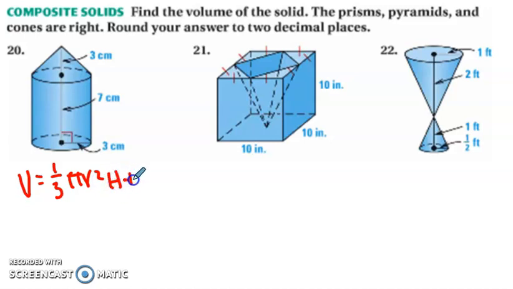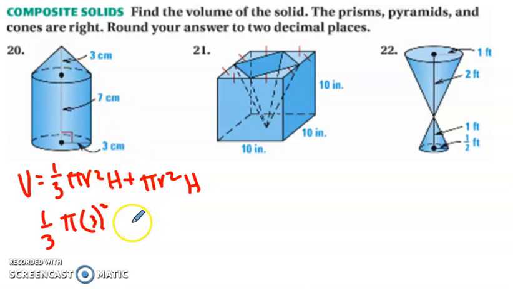And then to that, we're going to add a cylinder, which is area of the base, which again is pi r squared. And then we're going to multiply it times the height. We don't need the third there. So let's go ahead and substitute in our radius. Our radius we're given is 3. And the height of our cone is 3.